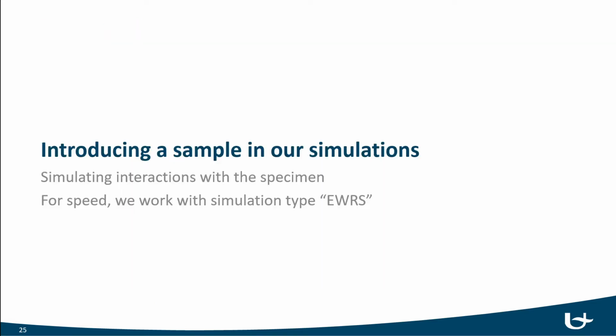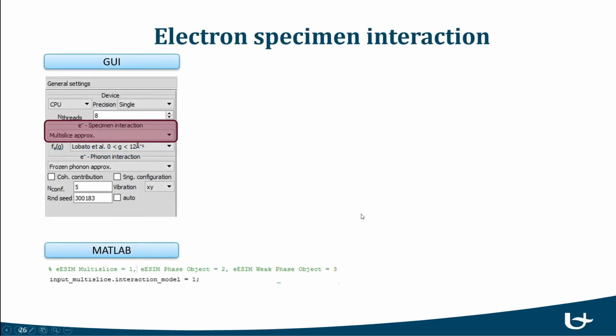It's time to introduce a sample in our simulations. For speed, we will work with the simulation type exit wave from real space. When we introduce a sample into the simulation, we have to describe the electron-specimen interaction. One of the best descriptions of electron-specimen interaction is based on the multislice approach, which is also computationally efficient.